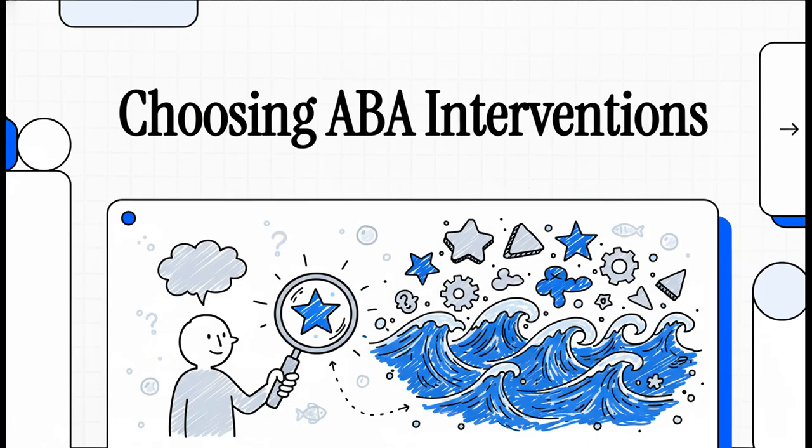Hey everyone, so when it comes to applied behavior analysis, there is just this huge ocean of interventions out there, right? And that creates a massive challenge for professionals. How in the world do you pick the right one for a specific person? Getting this wrong isn't just a small mistake. It can seriously impact a person's entire path. So how do we get it right?